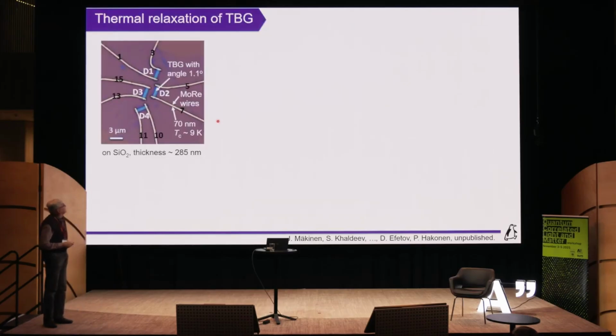Now this is describing some collaboration with Dima Efetov at LMU. So we have collaboration with him. This is a sample that Dima's group has done for us. These are twisted magic angle bilayer graphene, or supposed to be magic angle bilayer graphene devices. Here you can see that they are close to the magic angle.